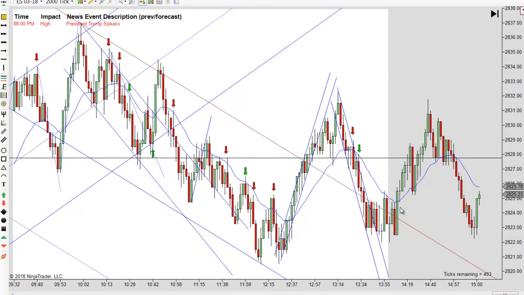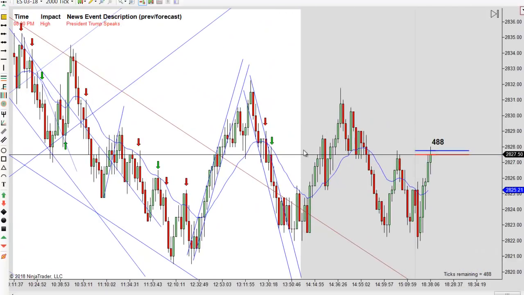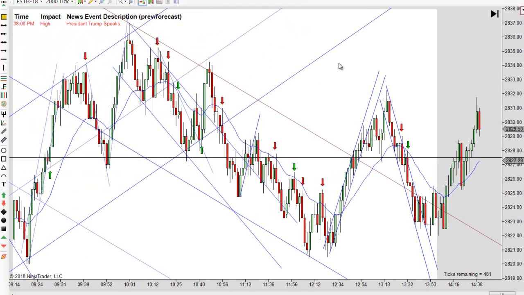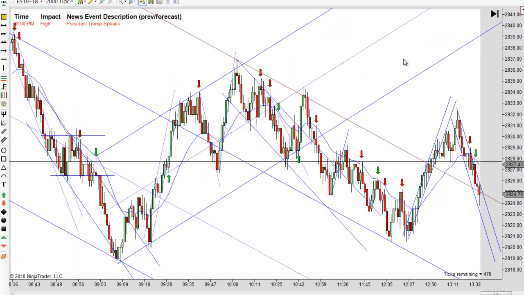And right at the 2 o'clock hour it bounces, and we're just kind of working sideways here. But again, we're making lower highs each time. Even though we're kind of flat down here, you're making lower highs, so it's still got a downward bias to it. So lots of entries today, mostly only shorts.